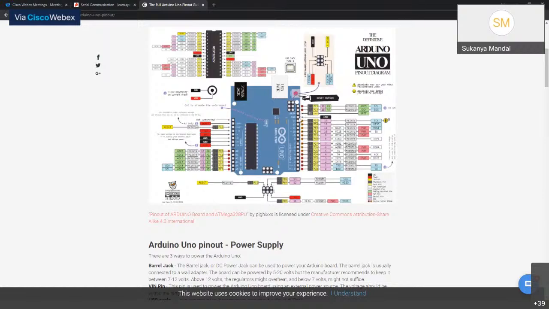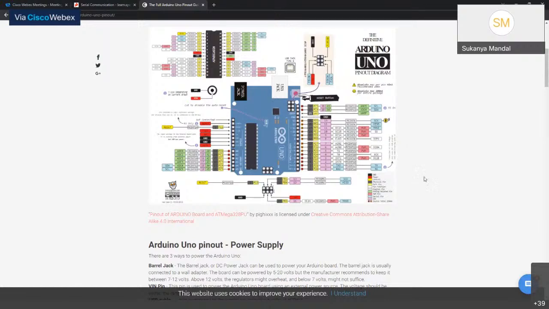Then on the right-hand side, we have AREF, then we have ground, then from pin 13 downward, all of these pins are digital pins. Between 0 to 13, all of these are digital pins, and specifically some of these are PWM pins for pulse width modulation.